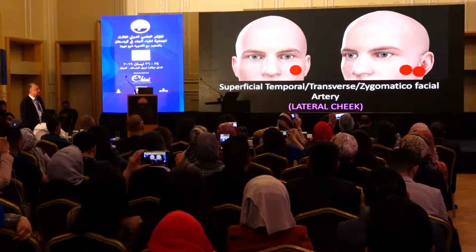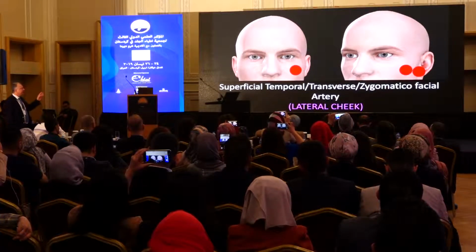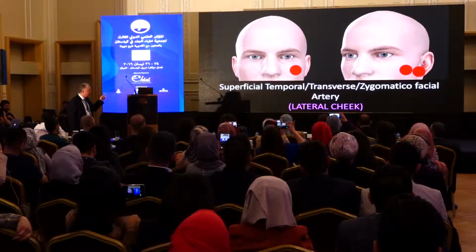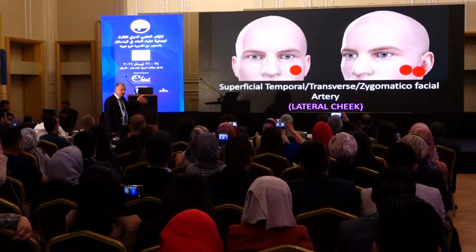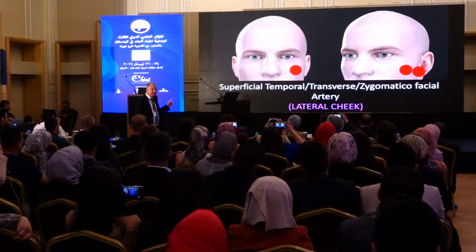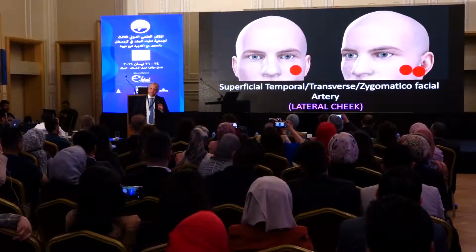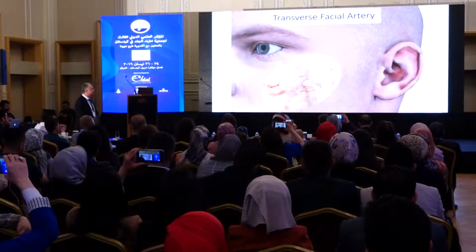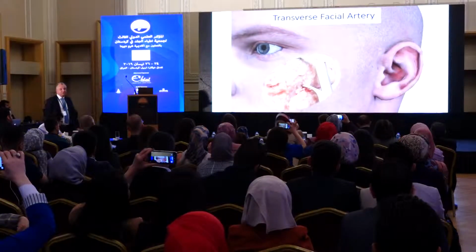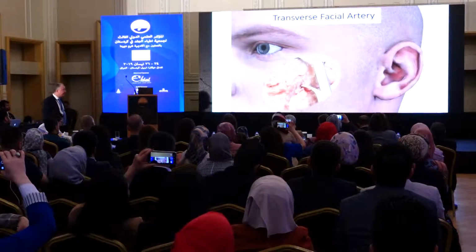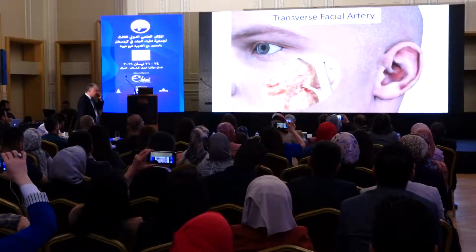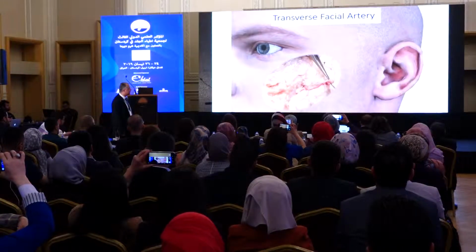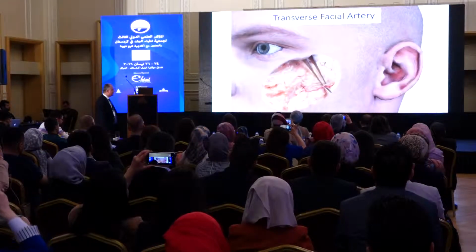Okay, so now what about the lateral part of the cheek? The main arteries: we have the superficial temporal artery, the transverse facial artery, and the zygomaticofacial artery. You should take them into consideration when you inject the lateral cheek. The transverse facial artery is a branch from the superficial temporal, around 3 centimeters just below the lateral canthus. This is superficial, this is the transverse facial artery. Okay?